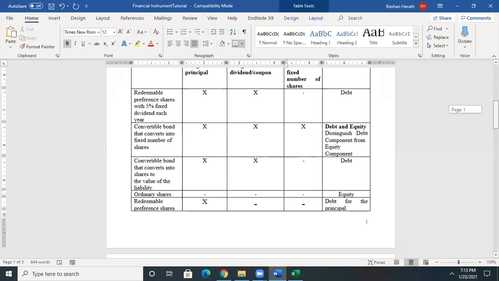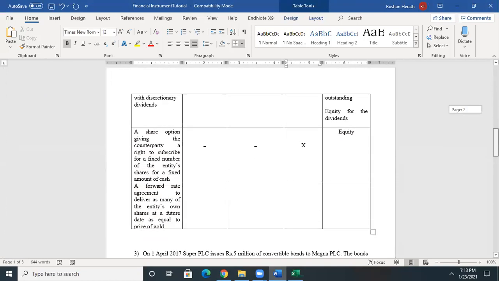Okay, now let's move on to the last one. So the forward rate agreement to deliver as many of the entity's own shares at a future date as equal to the price of gold. So again, this particular thing is not applicable. Here there is a consideration, but you're obliged to issue the shares equal to the value of the price of gold. So it's a kind of derivative.